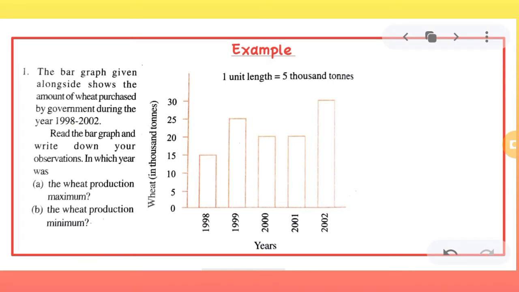Now let's see one example to understand bar graph better. This is a question. The bar graph given alongside shows the amount of wheat purchased by the government during the years 1998 to 2002. So this bar graph is showing us the data of the amount of wheat purchased by the government in the following years. Read the bar graph and write down your observations. Now see here, this is the wheat given. It is given in 1000 tons. The unit is always written in brackets.